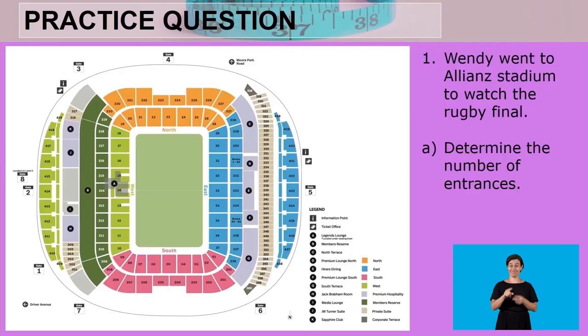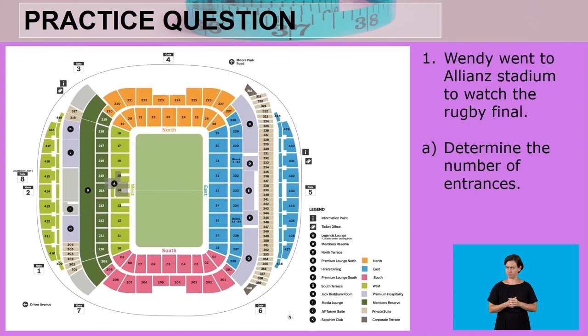So we're going to start with our practice section. You are given a layout plan of a stadium. Question one says, Wendy went to Allianz Stadium to watch the rugby final. Determine the number of entrances. So we have to check how many entrances this stadium has.